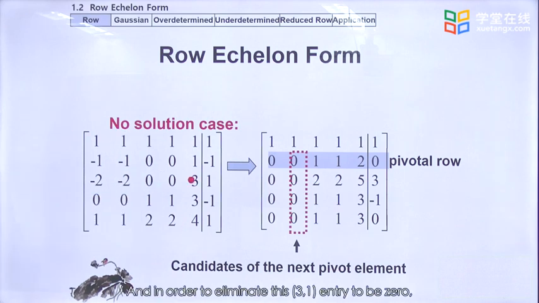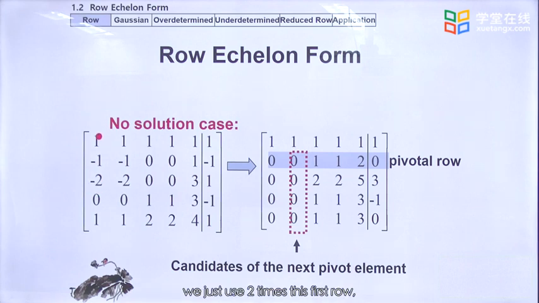In order to eliminate this 3 1 entry to be 0, we just use 2 times the first row and then add to the third row. So we will get here 0 0 2 2 5 3. Again we can use minus 1 times the first row, then add to the last row. Then we get this one. After such row operations, we get this augmented matrix.